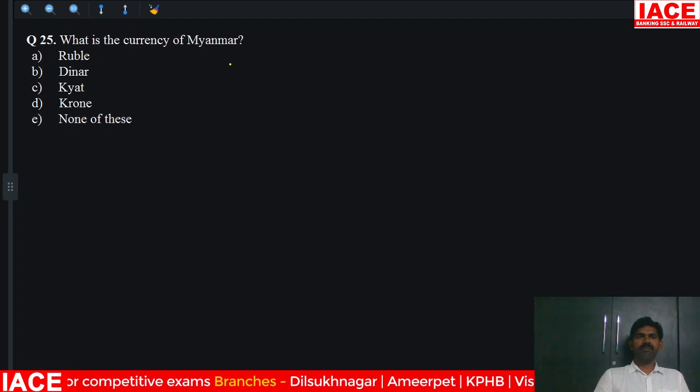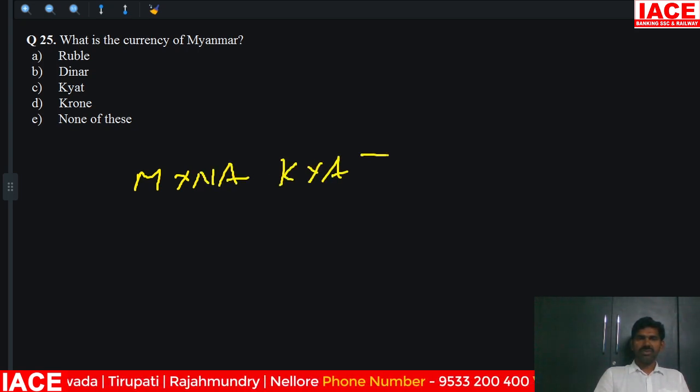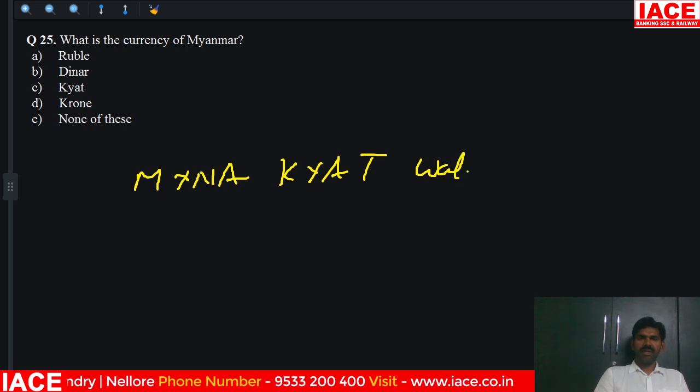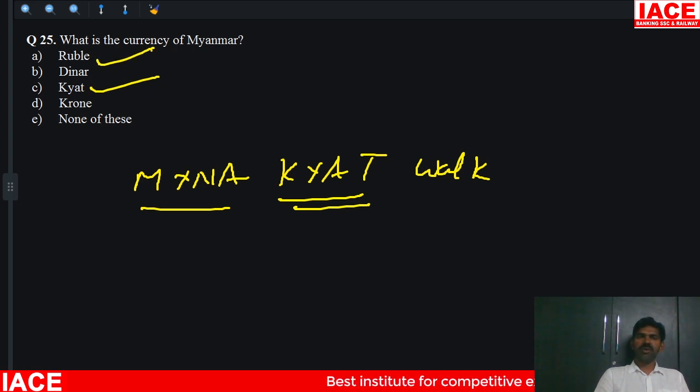What is the currency of Myanmar? I already told you the code is Myna Catwalk. So obviously, the Myanmar currency is the kyat, K-Y-A-T, pronounced like cat. So kyat is the currency of Myanmar. Russia's currency is the ruble. Russia and Belarus currency is the ruble.